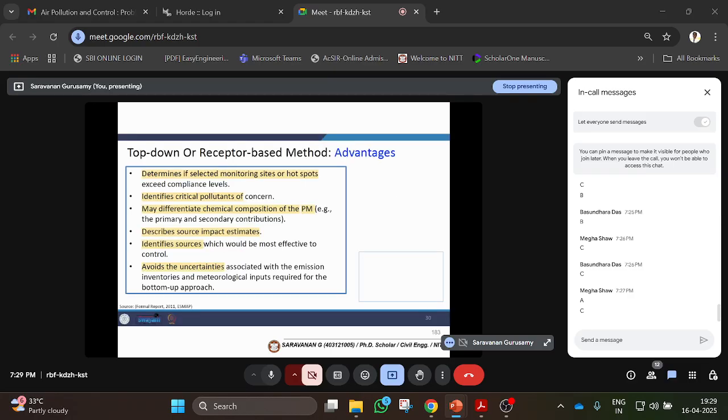Because it's a top-down approach, from the pollutant I am going to find the source, so it should not be a reactive pollutant. It may differentiate the chemical composition of the PM. That's why there are primary and secondary contributors.